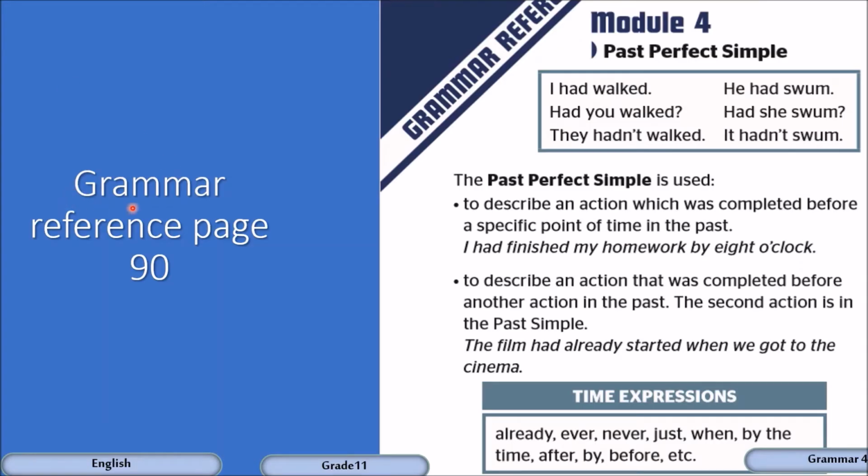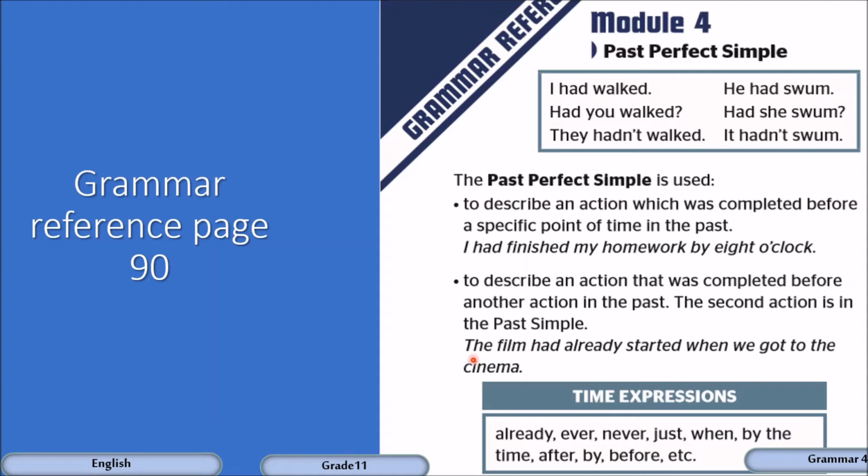All right, now let's move on to the grammar reference, page 90, and try to understand the two uses of the past perfect simple. As we said, the past perfect simple is constructed as follows: had plus past participle. So, first, to describe an action which was completed before a specific point of time in the past. I had finished my homework by 8 o'clock. The key word here is by a specific time, which means before this time I had done something, which is finishing my homework. Number two, to describe an action that was completed before another action in the past. Here, when you have a series of actions, we use the past perfect to describe the action that happened first.